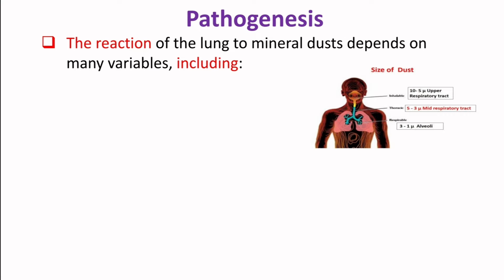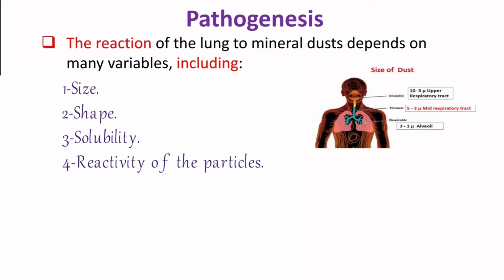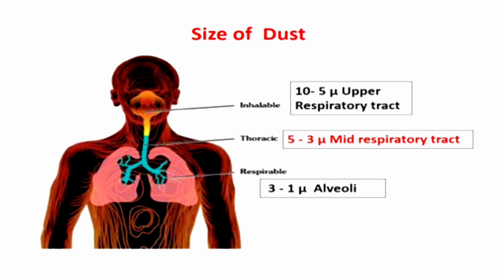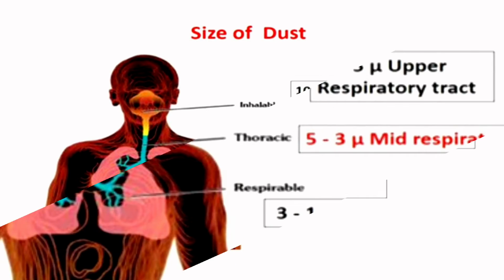The reaction of the lung to mineral dusts depends on many variables, including size, shape, solubility, and reactivity of the particles. Now I give you examples about the size of the particles. For example, particles more than 5 to 10 micrometers in diameter are unlikely to reach distal airways, while particles less than 0.5 micrometer in diameter move into and out of alveoli, often without substantial deposition and injury, because they are very small particles. But particles between 1 to 5 micrometers in diameter are the most dangerous, because they get lodged at the bifurcation of the distal airways.